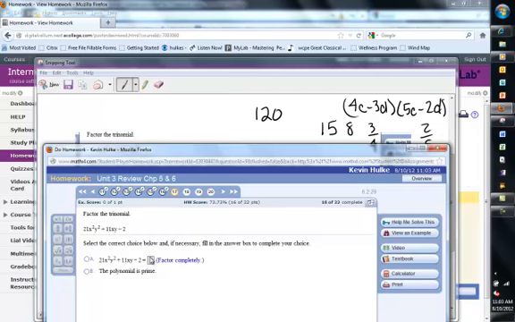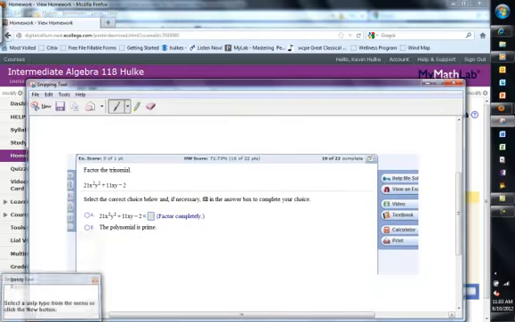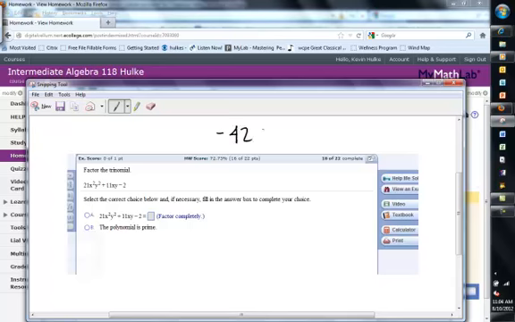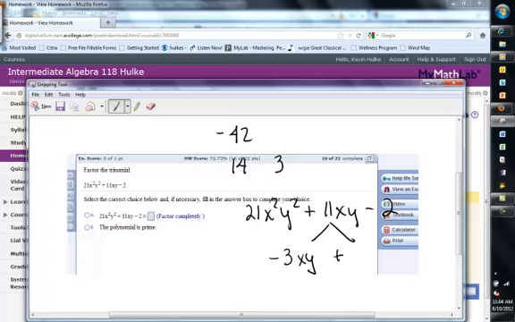Number 17. 21 times negative 2 is negative 42. What two numbers multiplied equal negative 42 and are 11 apart? Let's try 14 and 3. So it'll be 21x squared y squared plus 11xy minus 2.